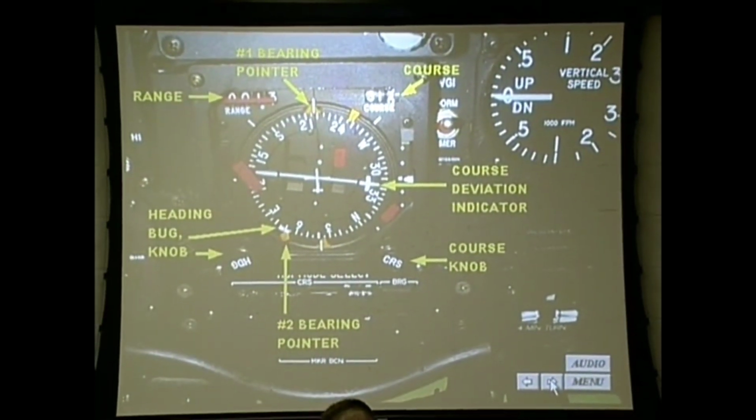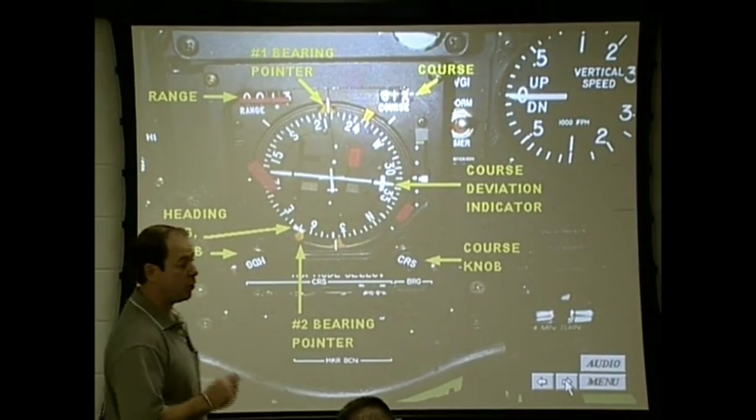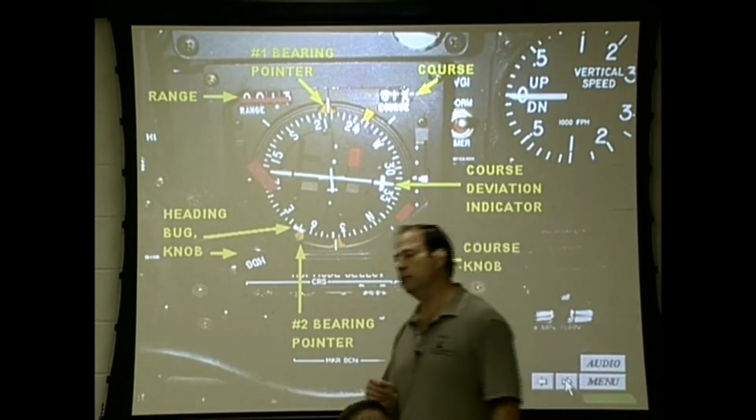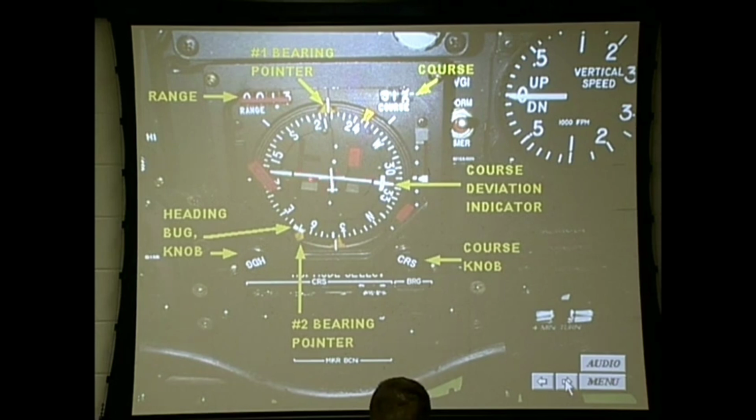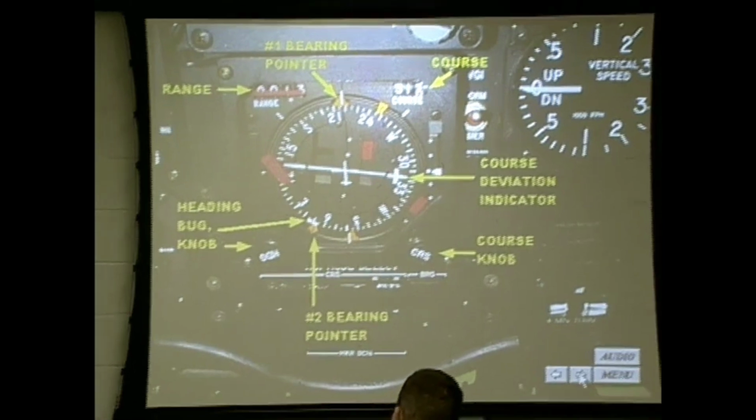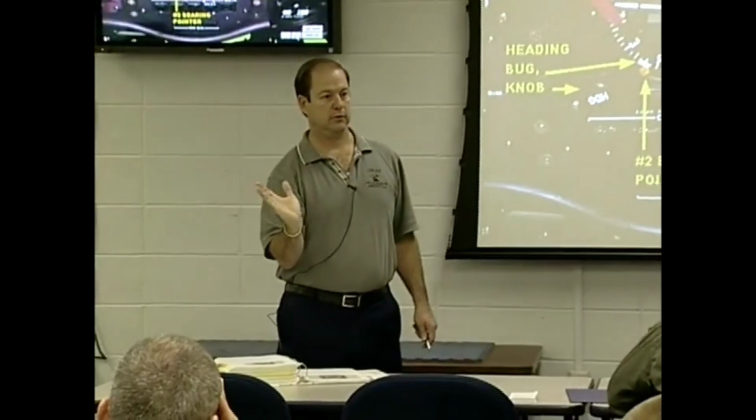The number 2 bearing pointer can either be your VOR signal or it can be your ADF signal, depending on your desire. This is your course deviation bar. Along with your course deviation bar, here's your course deviation indicator. It's on your compass card. You may have that compass card pointing in one direction, but that course deviation bar will still work as advertised.